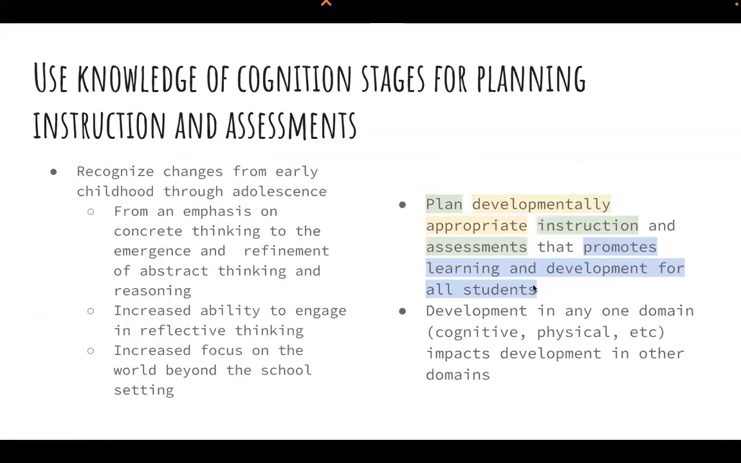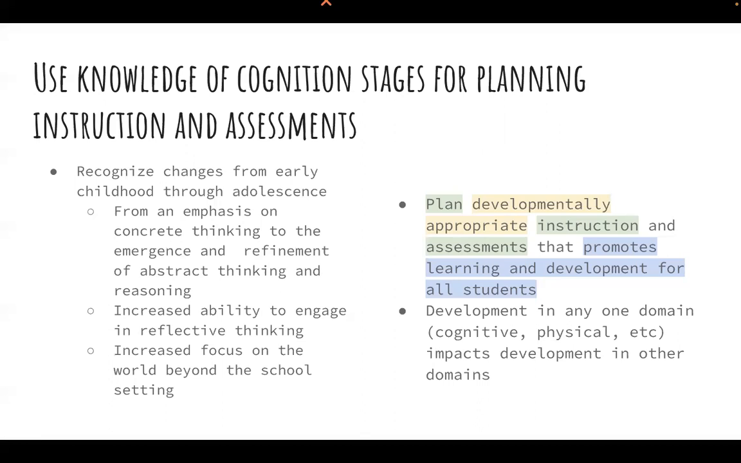Use your knowledge of cognitive stages for planning. And we sort of talked about that briefly before when we talked about the question on the Pearson manual regarding first graders learning the growth of a plant. So use your knowledge of the different cognition stages, the different stages of development in cognition. So for instance, recognize the changes from early childhood through adolescence.